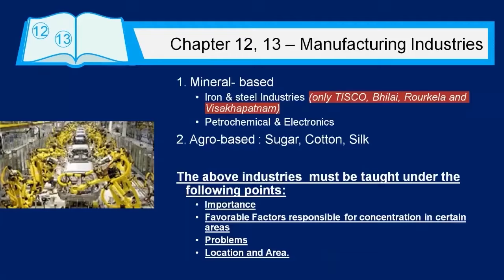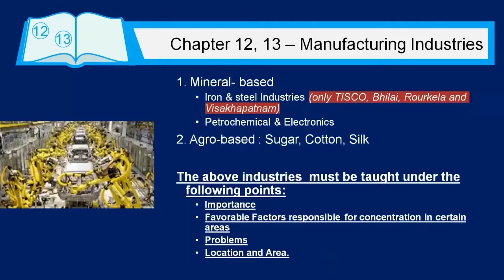You must study the favorable factors for each industry very well. For each industry, you must know from where it gets its raw material, power supply, water supply, transport facility, labor supply, and state and city where it is located. A question may be asked on each industry based on these factors.